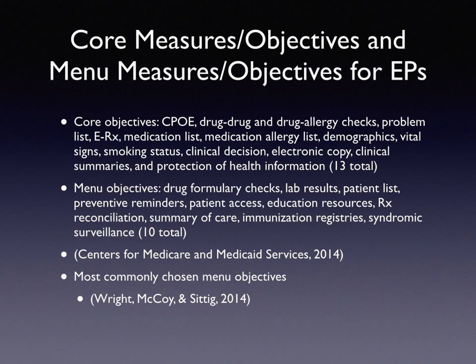Now I'd like to dive into what specifically are these core measures and objectives that I was just talking about. As you can see here, I have a list of the criteria for the eligible providers. For example, for lab results, EPs are required to incorporate lab results for more than 40% of their patients. That's one of the criteria that they must adhere to. Also, for patient access, they must provide online access to health information for at least 10%.